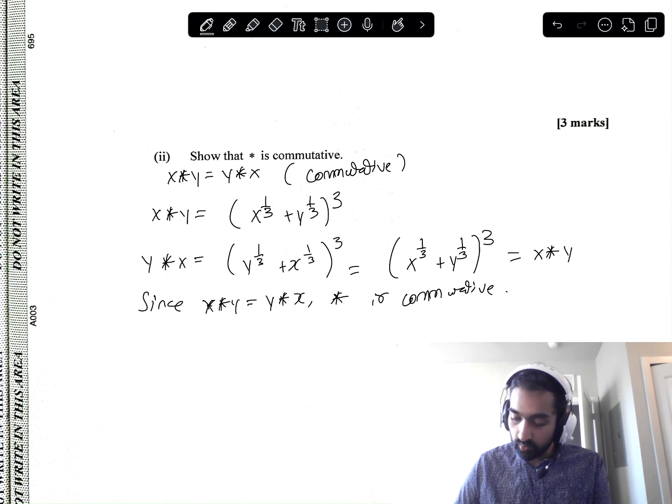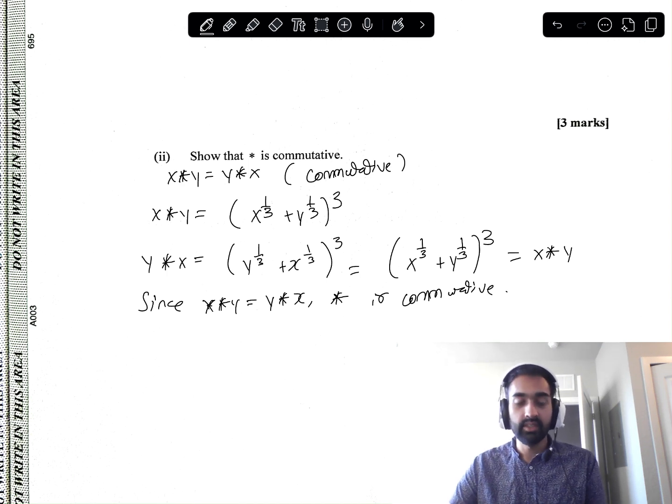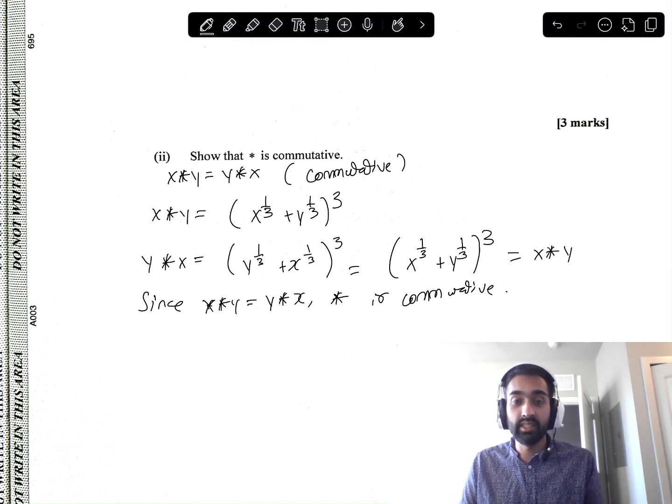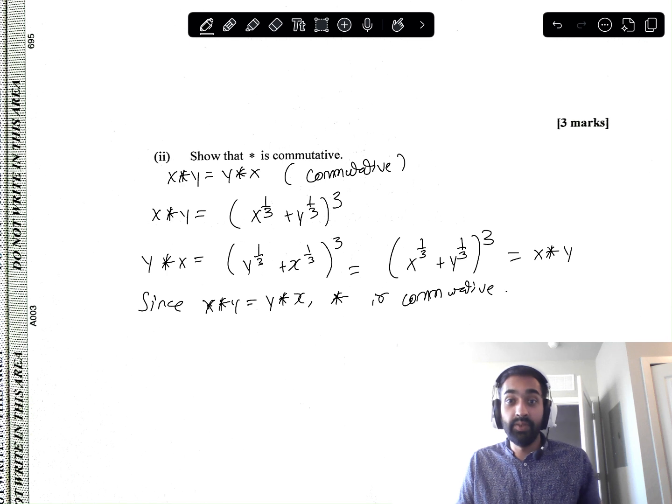So once you know what commutative is and what it means, and you have a little practice, it wouldn't be too difficult to do a question like this. However, the difficulty might be that you forget what commutative means. So just make sure you don't forget those things: commutative, associative, distributive, what all of those things mean.